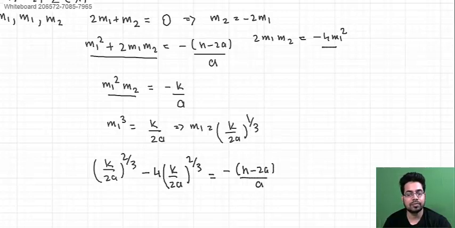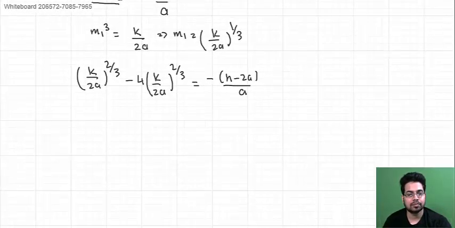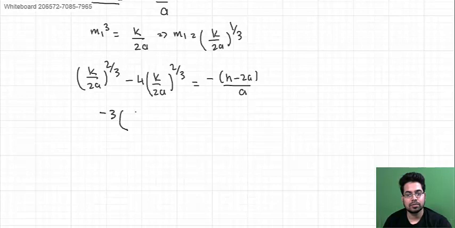Fine. Now this quantity is minus 3 (k by 2a) to the power 2 by 3. So this minus and this minus will get cancelled. So I can write plus 3 (k by 2a) to the power 2 by 3 equals (h minus 2a) by a.